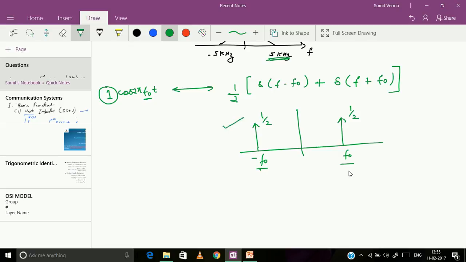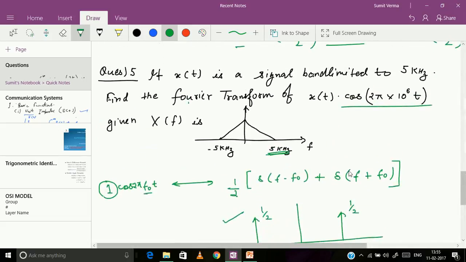The graph, how you can find this: if you have this signal here, just pull it apart, make it into two parts, so the value becomes half, and put those parts at f naught and minus f naught. But this question is not asking cos 2 pi f naught t, it's asking for x(t) into cos 2 pi f naught t.